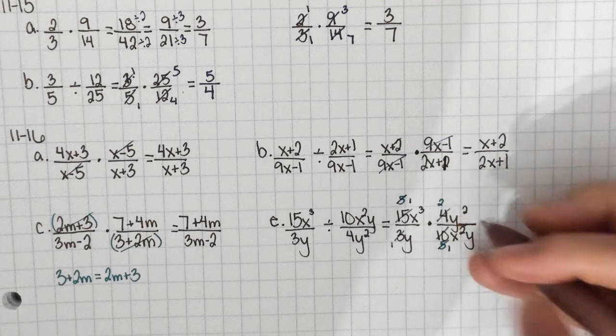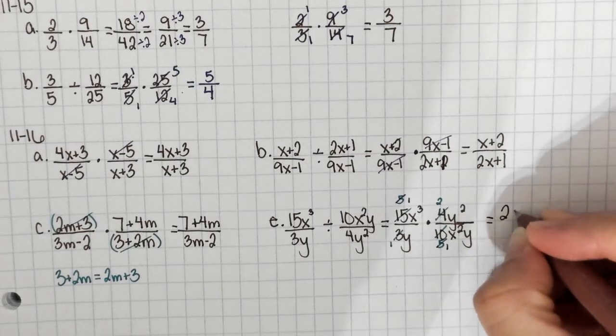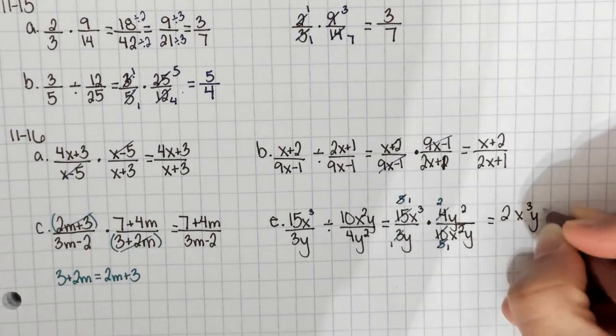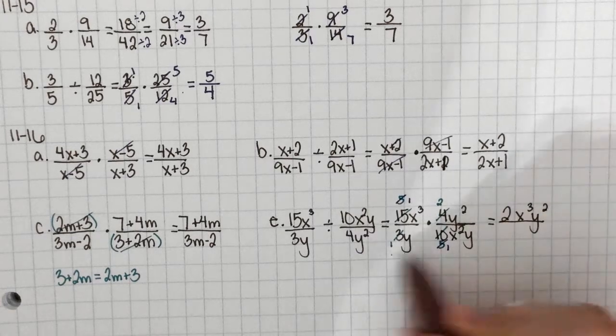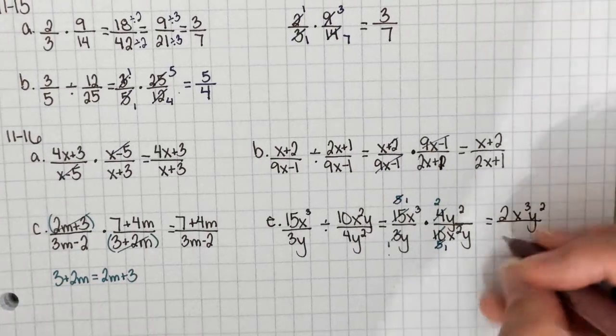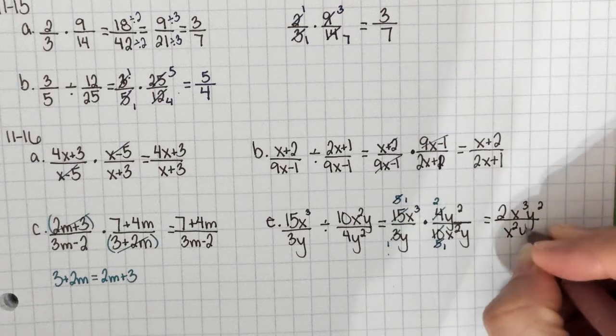So now 1 times 2, I get 2x cubed y over, 1 times 1 is 1, I don't need to write it, x squared y squared.